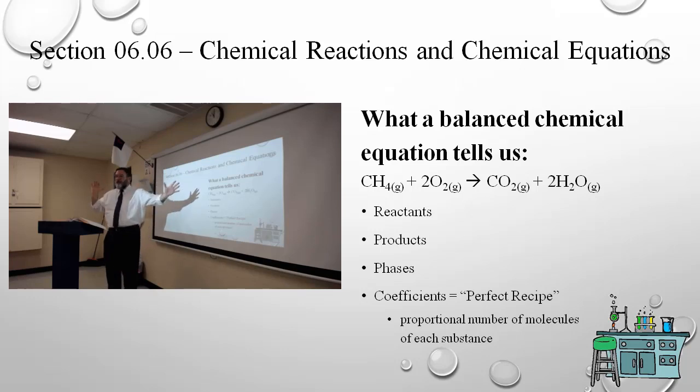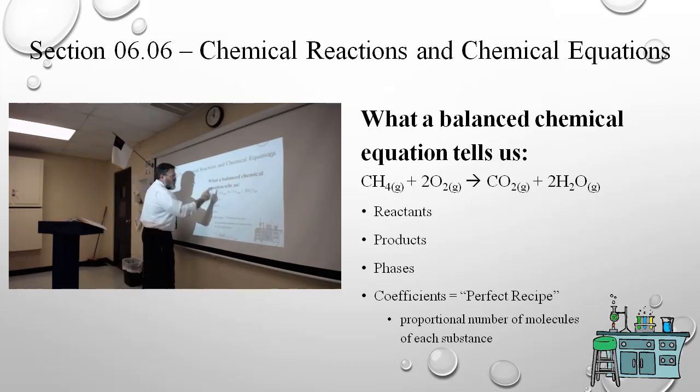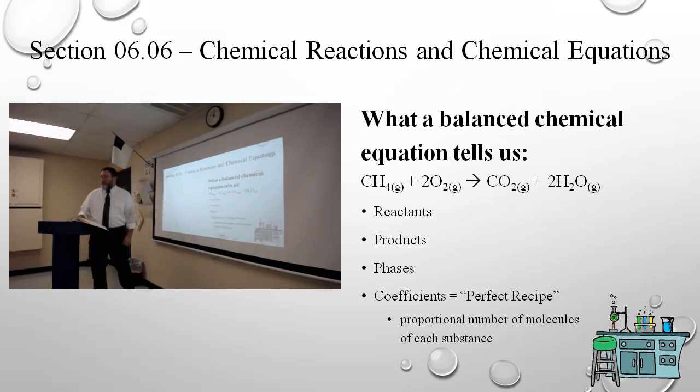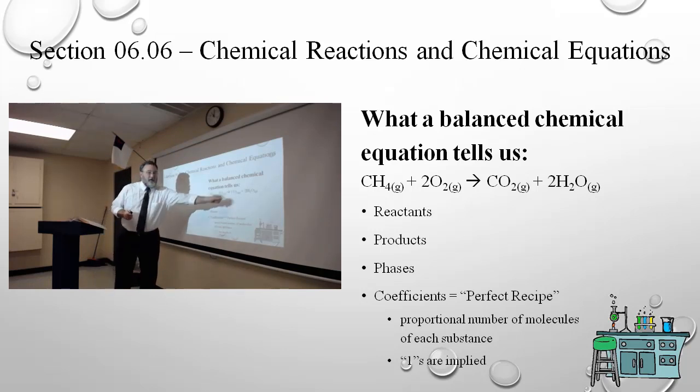Don't blow your minds right now, because later on what I just said will be easy. Right now, this might be difficult. Think in terms of molecules. 1 molecule of methane and 2 molecules of oxygen combust, they react to produce 1 molecule of carbon dioxide and 2 molecules of water. And the ones are always implied. So it's 1 and 1.